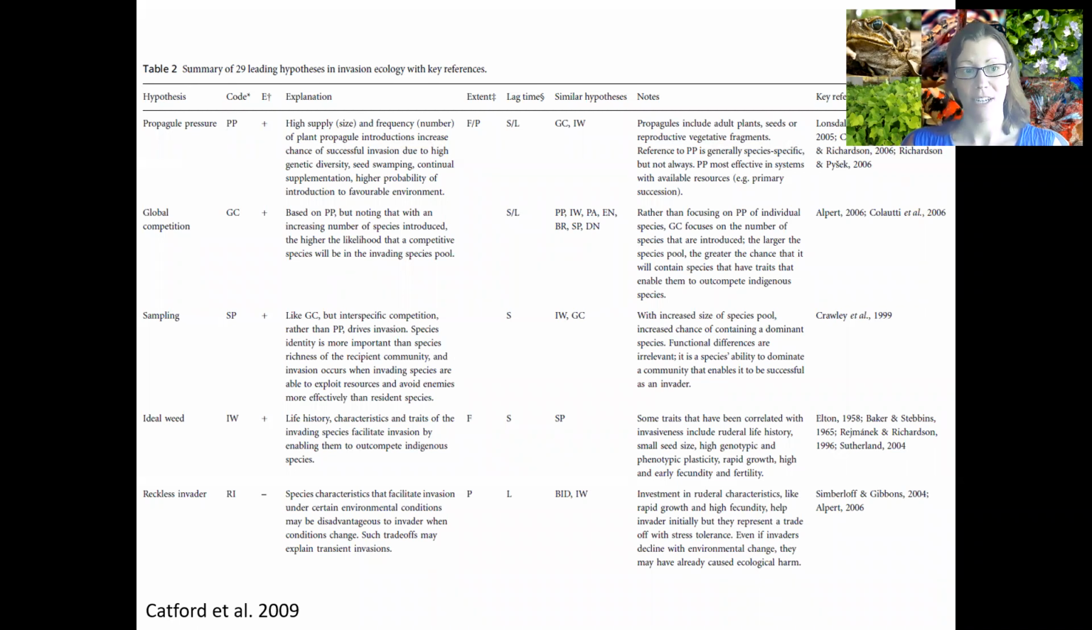And Catford here presents 29 hypotheses. So that means that you've got 25 more that we haven't talked about in class. And some of these we will not really have a chance to talk about. There are a lot of hypotheses that have been presented in invasion ecology. The Catford paper is from 2009.